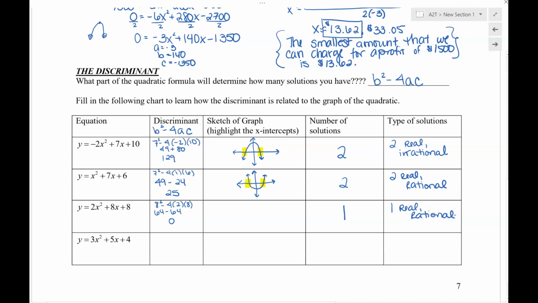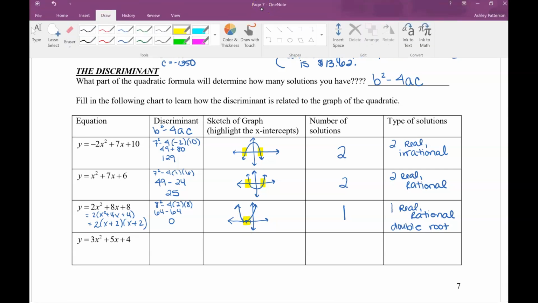But how can I only have 1 solution? Think about it. If I factor out the GCF, we get x squared plus 4x plus 4. What's on the inside? A perfect square trinomial like we saw yesterday. So we call this a double root. You have two solutions, you always will, but it happens to be the same one. For this, our quadratic still opens up because our a value is 2, but our vertex is on the x-axis. So we have one double root solution. We still have two solutions, but we call it a double root because it's exactly the same.